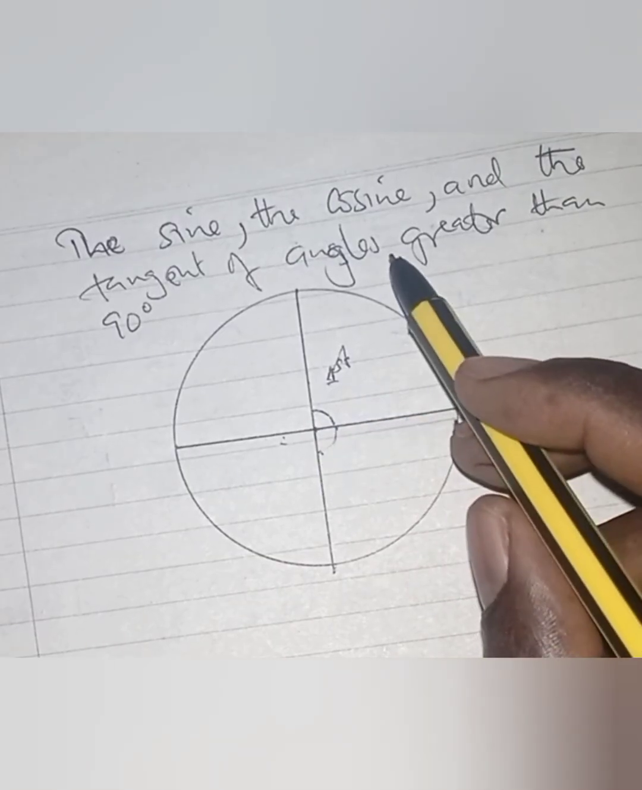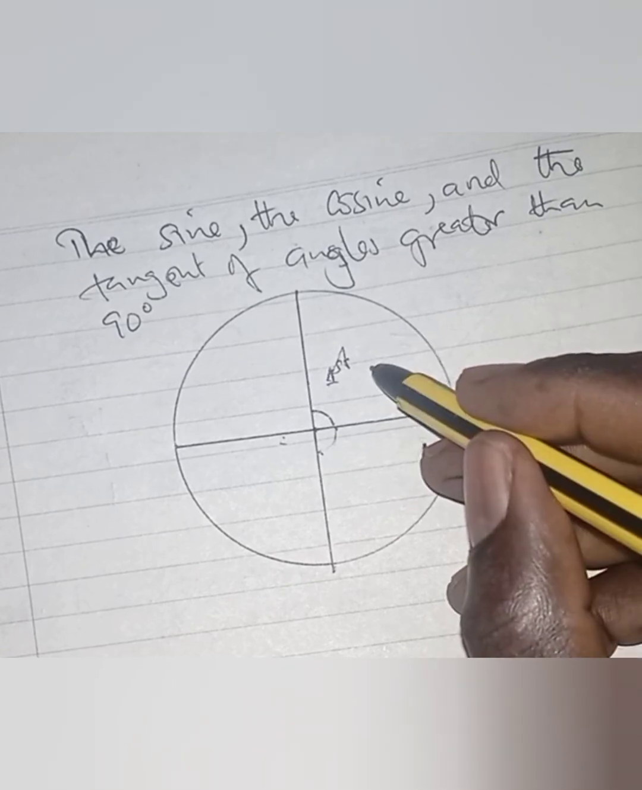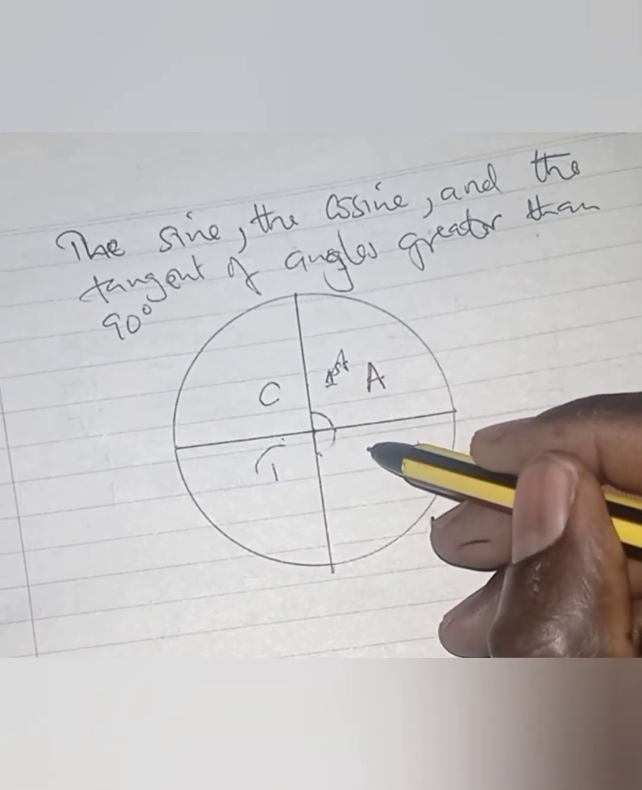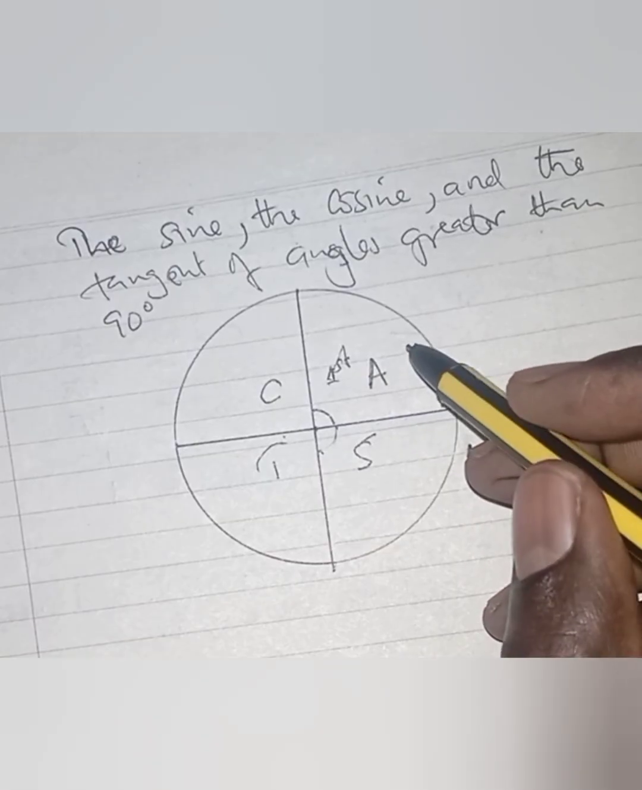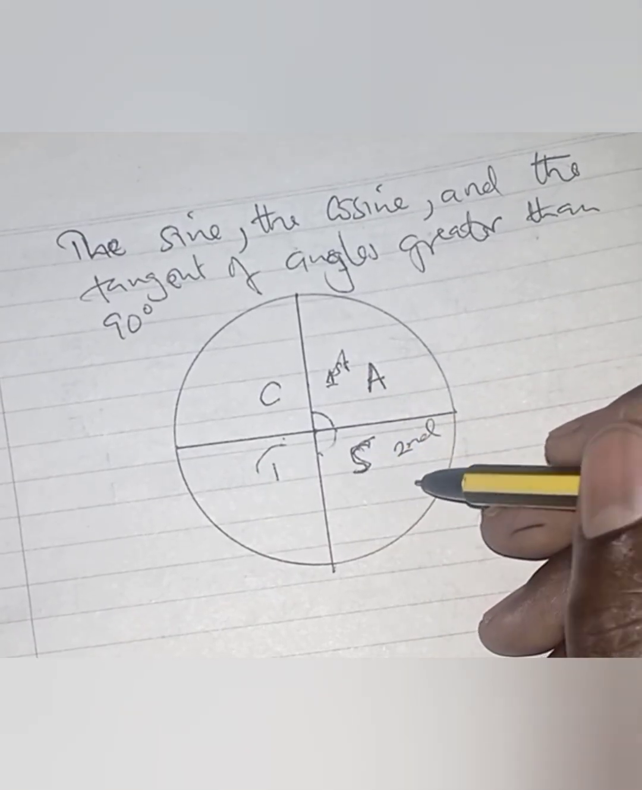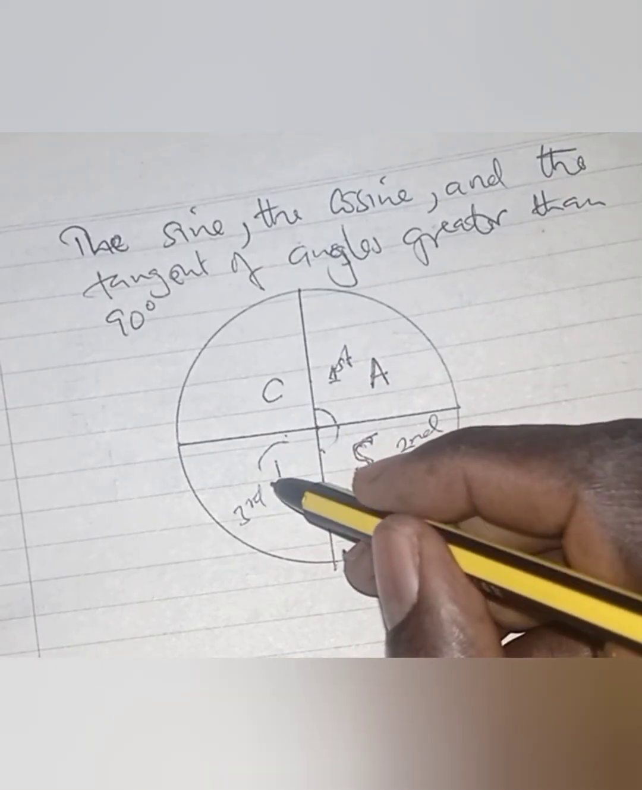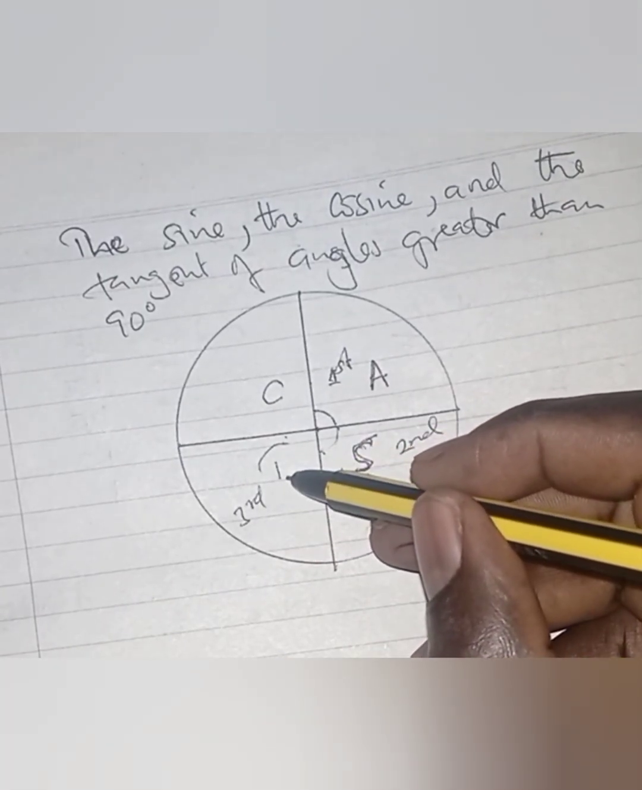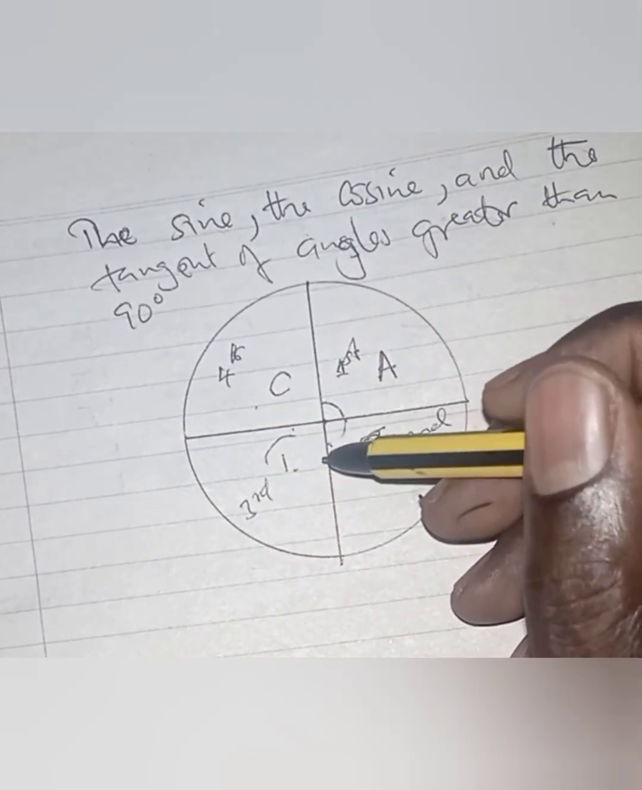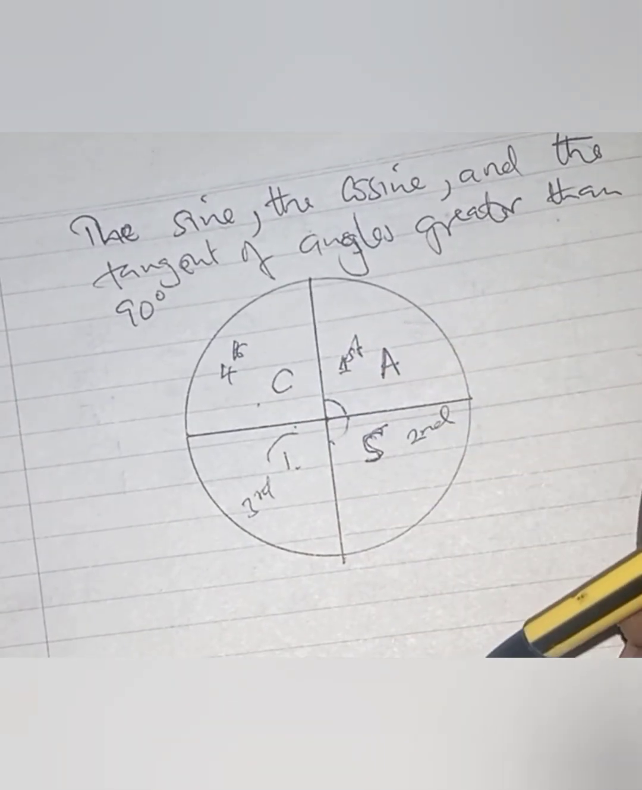Now, you remember the book in the Bible called Acts. If you write it like this, ACTS, you are able to memorize that in the second quadrant, only the sine is positive, the tangent and the cosine are negative. In the third quadrant, only the tangent is positive, the sine and the cosine are negative. And in the fourth quadrant, only the cosine is positive, the sine and the tangent are negative.